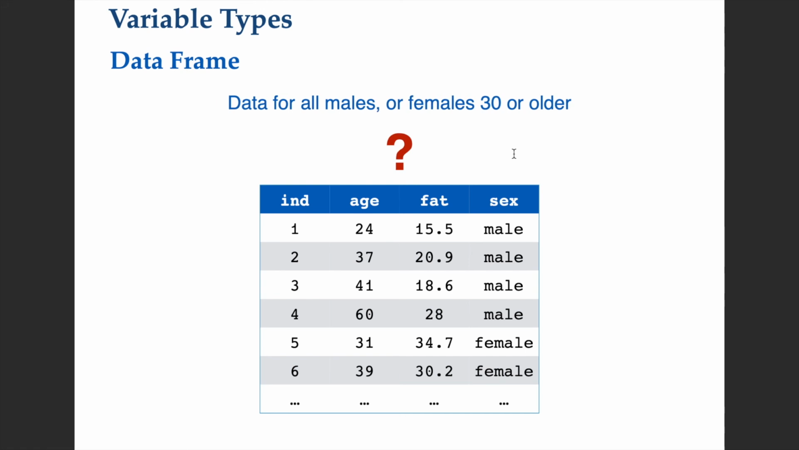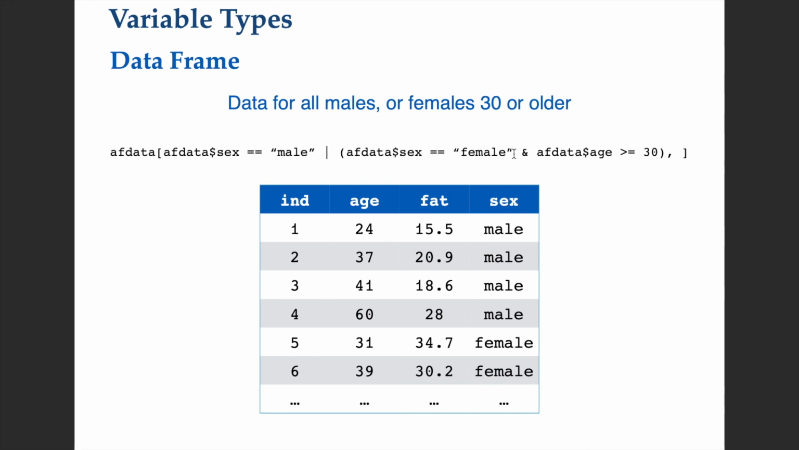Okay, so again, try to pause this video and see if you can solve this one on your own before going forward. How could we get the data for all males or females that are 30 or older? Okay, so this is getting more and more complicated, right? Again, our AF data frame, and we're specifying rows, so it's before the comma, but we want all the columns for these. So data for all males, so we want those rows where the sex column is male, so AF data sex equals male, or females 30 or older.